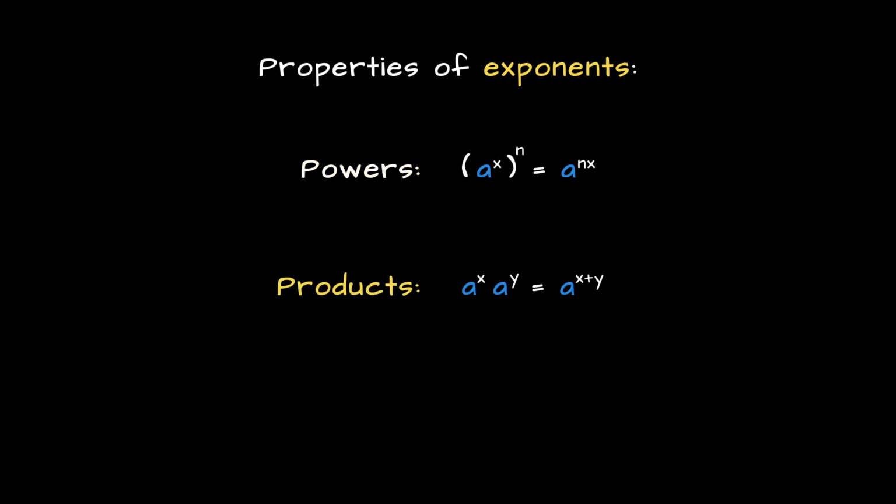Another property of exponents has to do with products. A product of two exponential terms over the same base, a, can be rewritten as shown. A to the power x times a to the power y is equal to a to the power x plus y. Here the exponents add together. There's also this property involving quotients, aka one thing divided by another. One exponential term a to the x divided by another exponential term a to the y with the same base can be rewritten as a to the power x minus y. Here the exponents get subtracted.